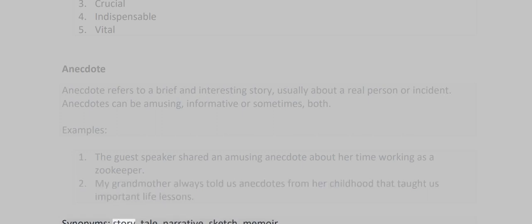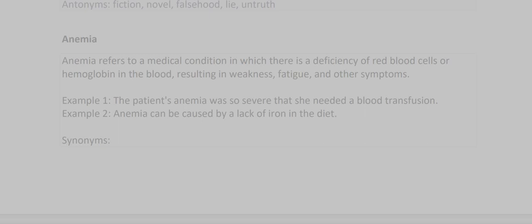Synonyms: story, tale, narrative, sketch, memoir. Antonyms: fiction, novel, falsehood, lie, untruth.